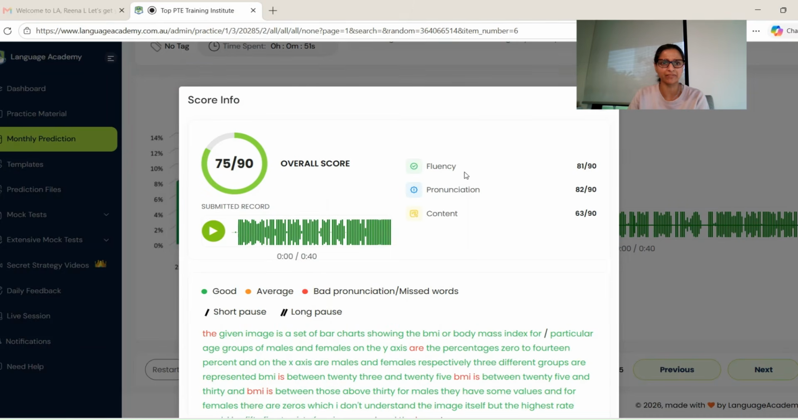It says here 75 out of 90, with the fluency again ranked really high, pronunciation ranked really high, and then content is poor. Let's see you in a minute. So there you have it, folks. We have tried 3 different platforms.